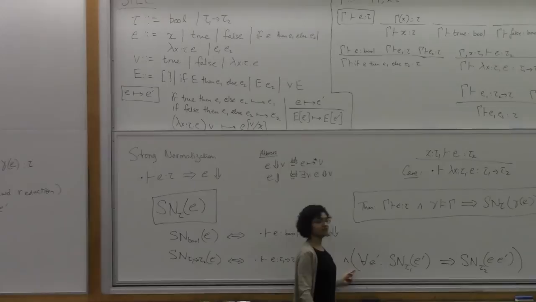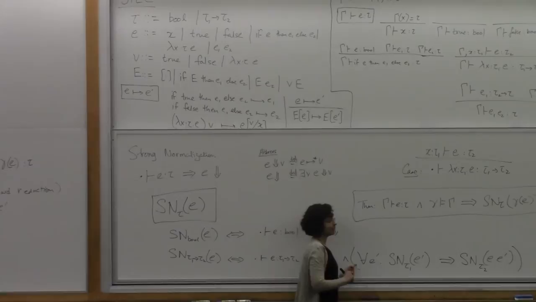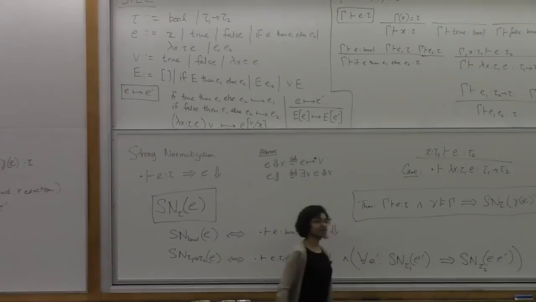We're doing an elim form, application. This is why we built this condition in. So let's use it, all right? We're gonna try to use this condition. So what does this condition say? It says that if you give me an argument that is strongly normalizing at the argument type, then you get an application that's strongly normalizing.